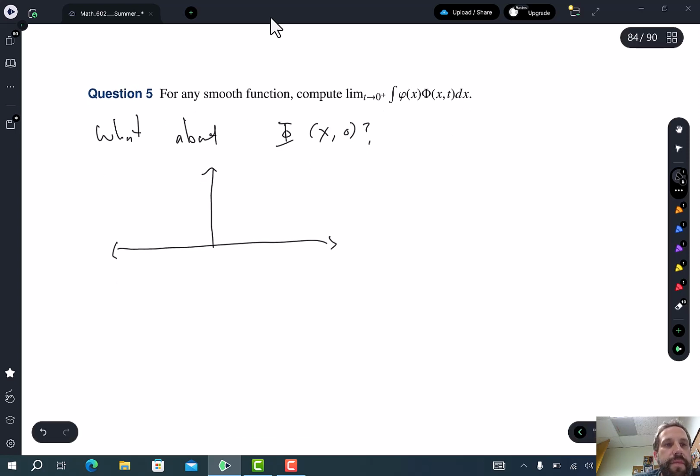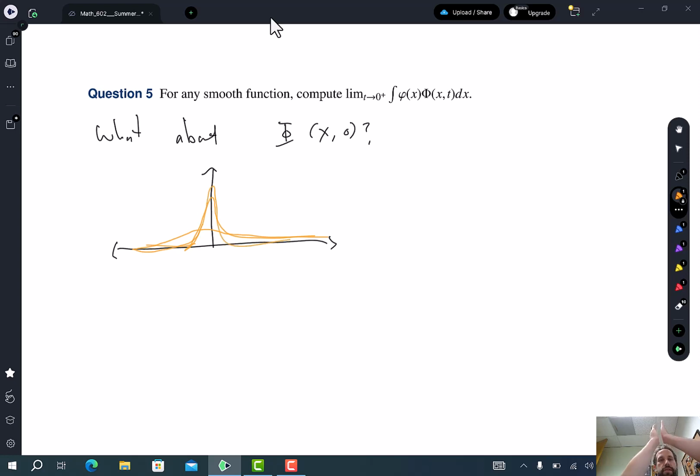I'll talk a little bit about it in just a moment. But if you look at the graph, for very big values of t, it's going to be a bump like this, and then for very small values of t, as t goes to 0, it's going to be like this, and it's going to get peakier and peakier like this. Okay, and so what's happening, pictorially, it looks kind of like it's converging to this Dirac delta function.